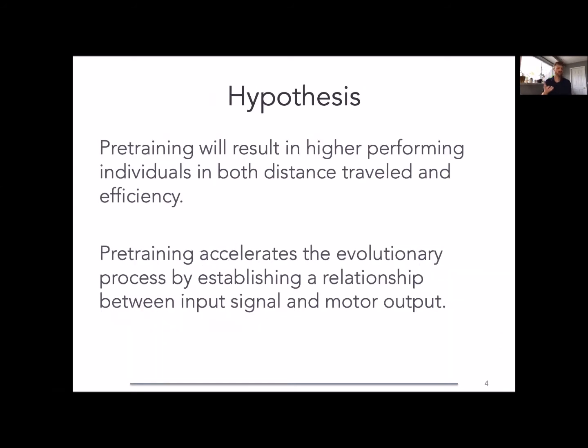Our two primary hypotheses off this question are, one, that pre-training will probably result in individuals with higher performance, both on distance traveled and efficiency, and that the pre-training will accelerate the evolutionary process because we'll have an established relationship between the input oscillating signal given to the neural controller and the oscillating outputs of the motors prior to evolution.